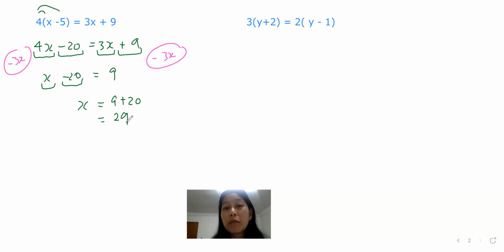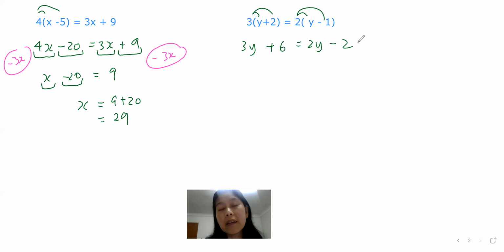Okay, so when you're ready, move on to the last question. There's 2 brackets both sides, nothing I can divide. I cannot do anything easier. So the best way is I expand. So 3y plus 6 equal to 2y minus 2. So once you expand them correctly, and then you can do, again, play around.